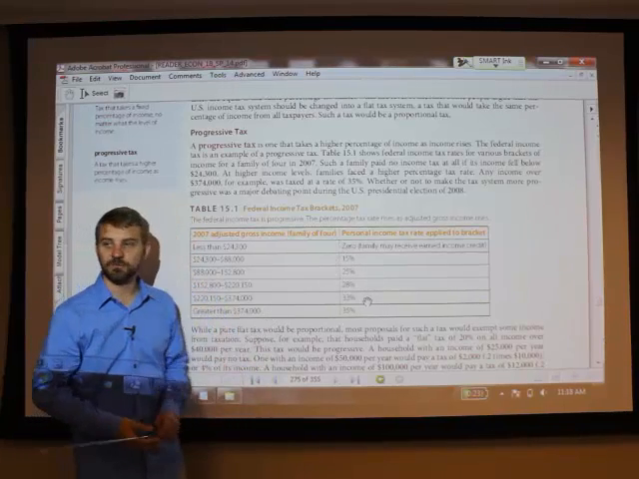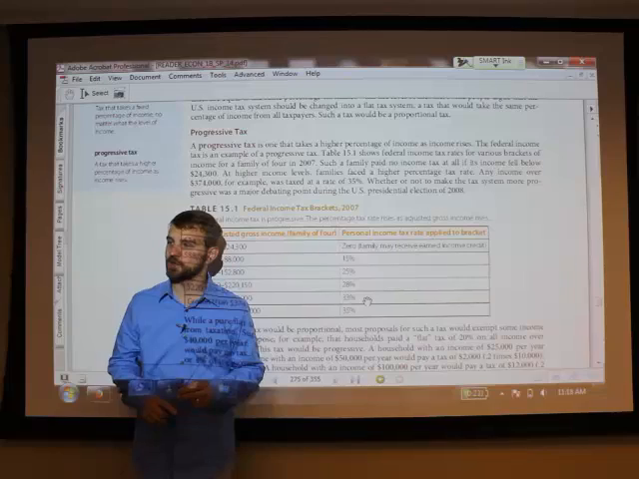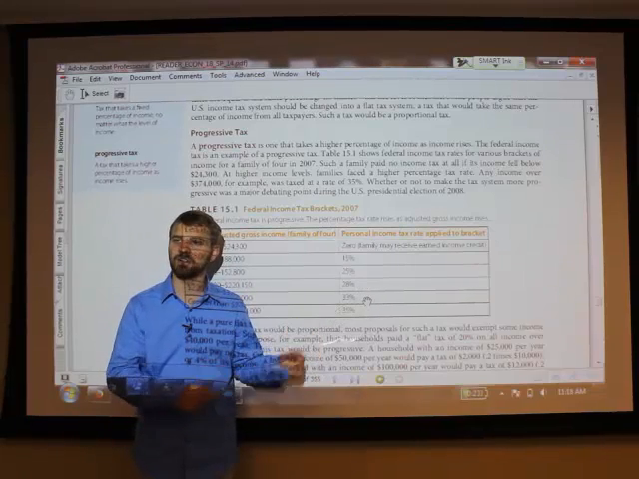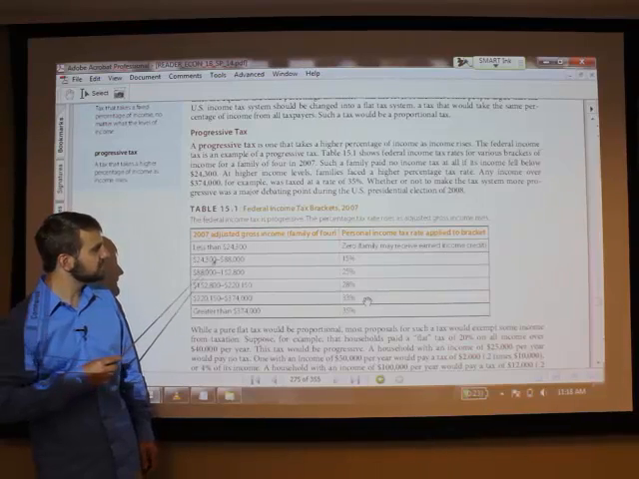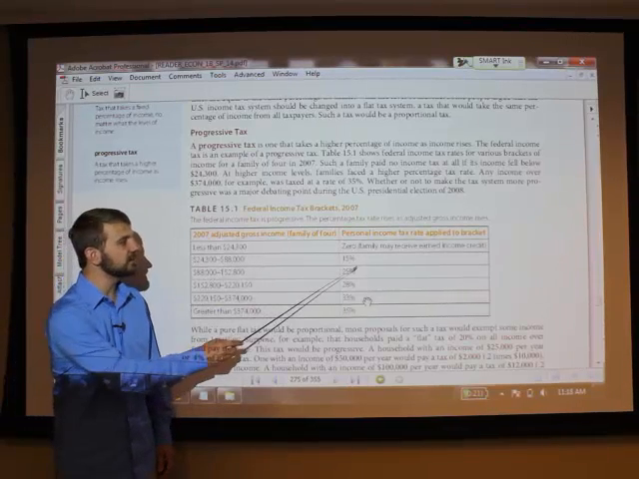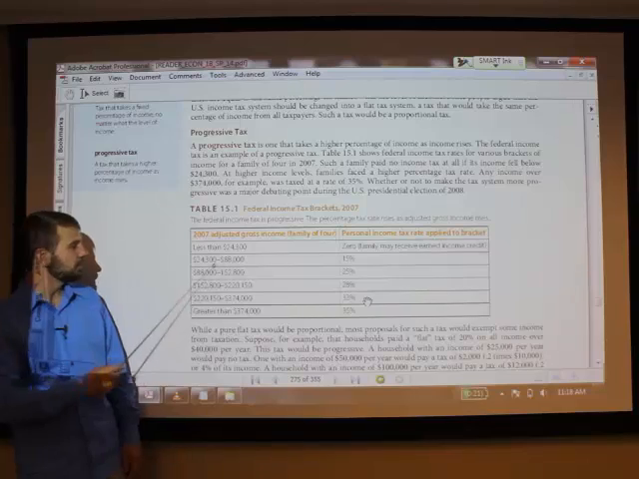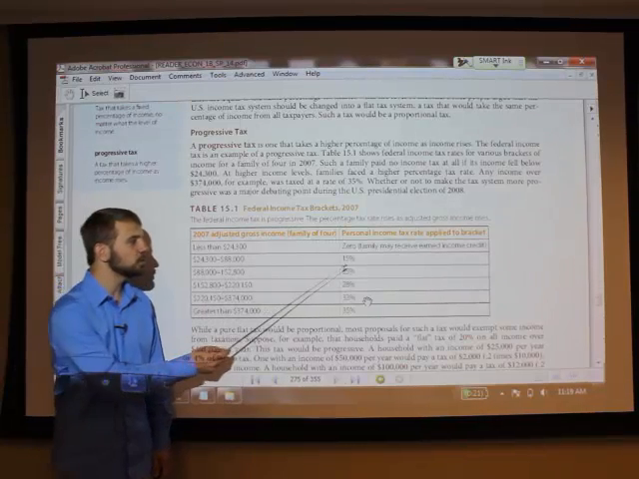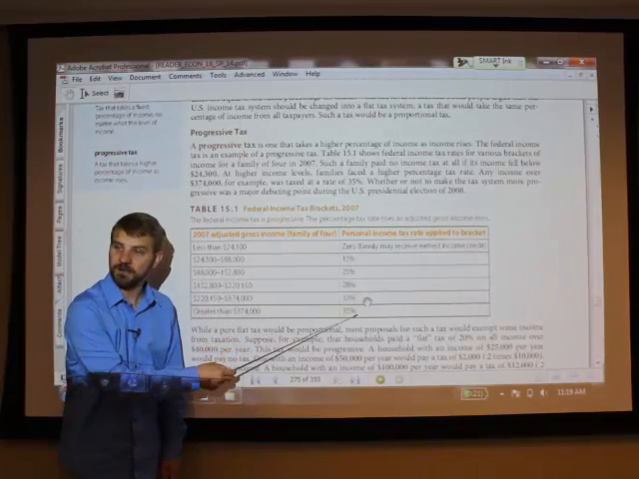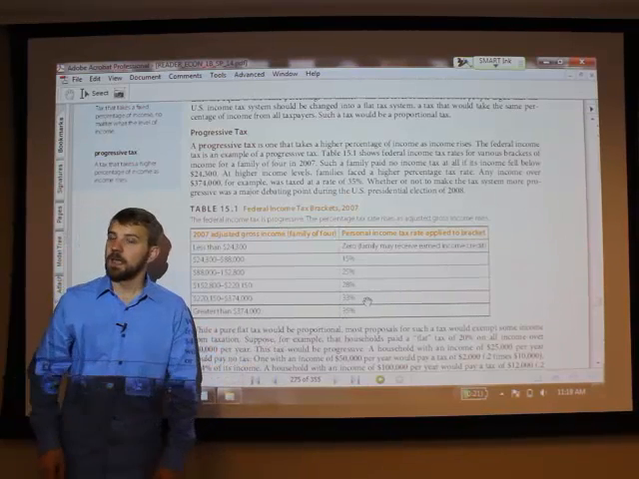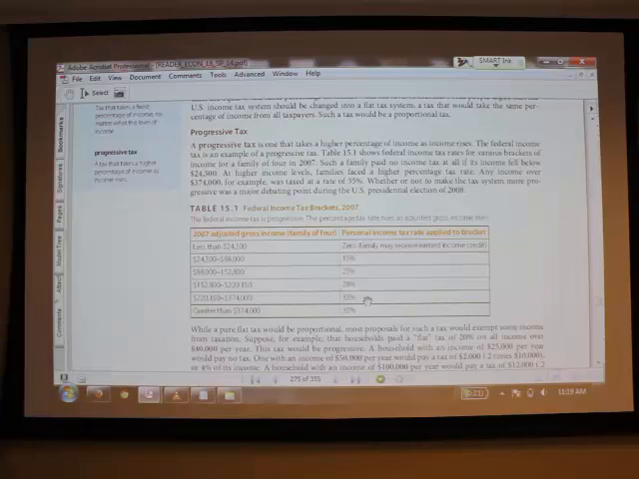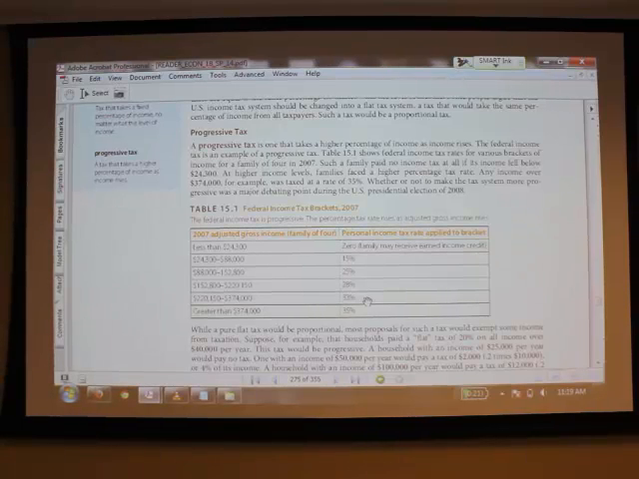And the reason for this is, well, I won't go into all the reasons, but it's a way of encouraging people to work. If you make between $24,000 and $88,000, you pay 15%. Between 88 and 152, 25%, and so on, up to 35%. And so this is, as I was saying, income taxes in the US are progressive.